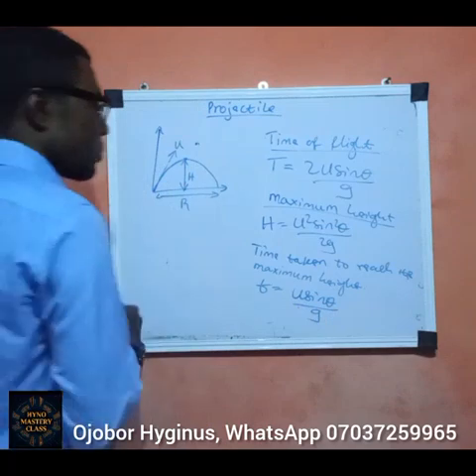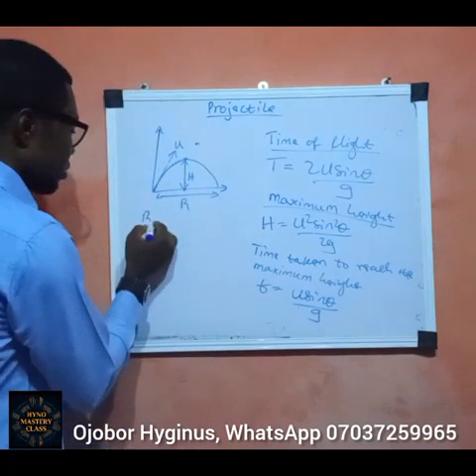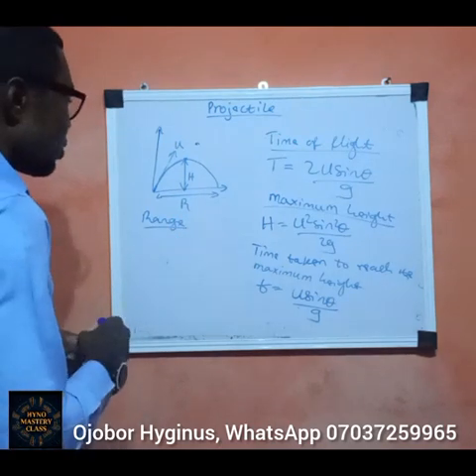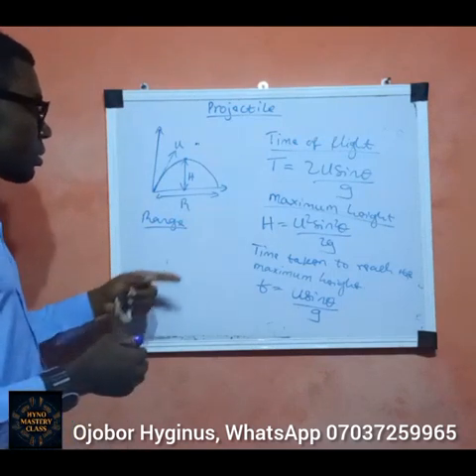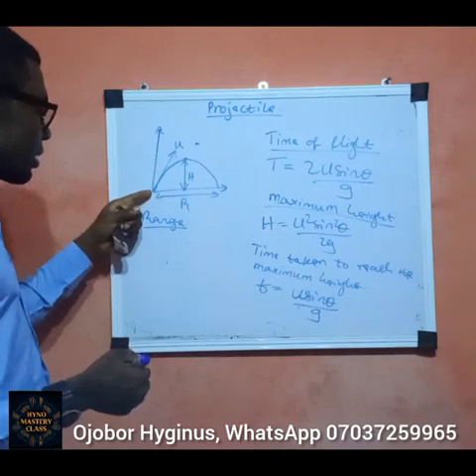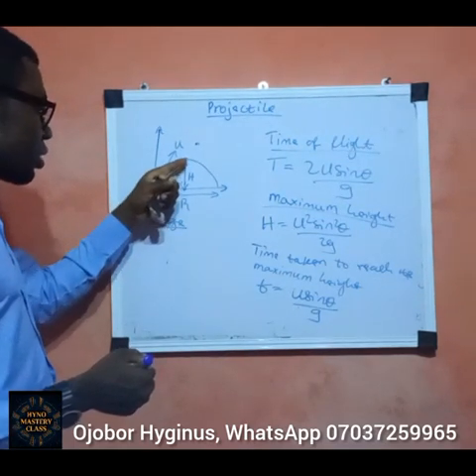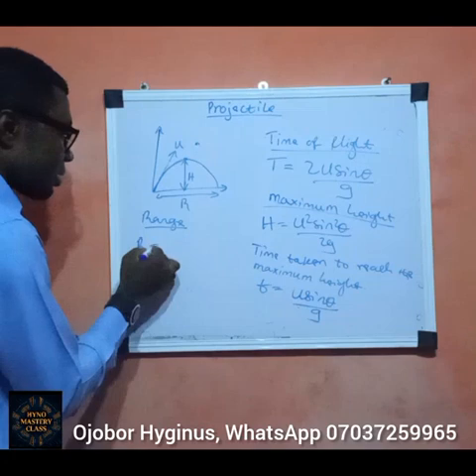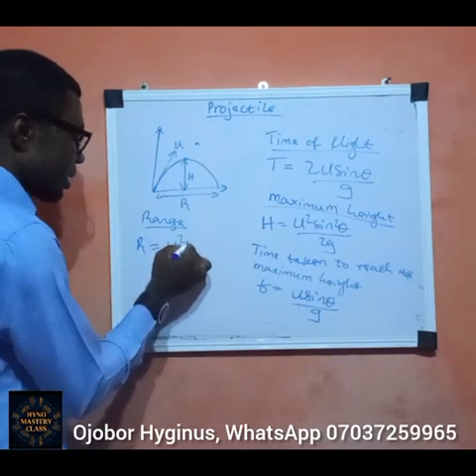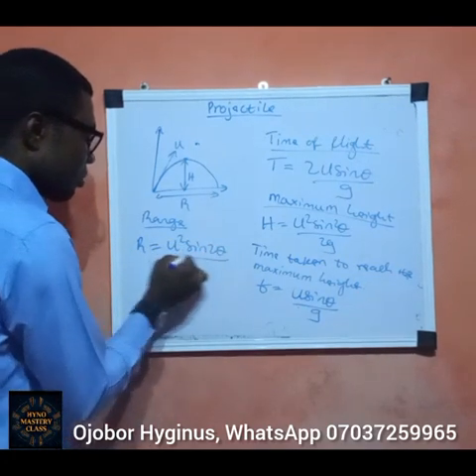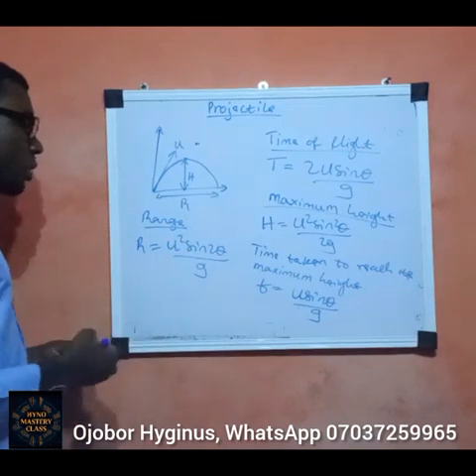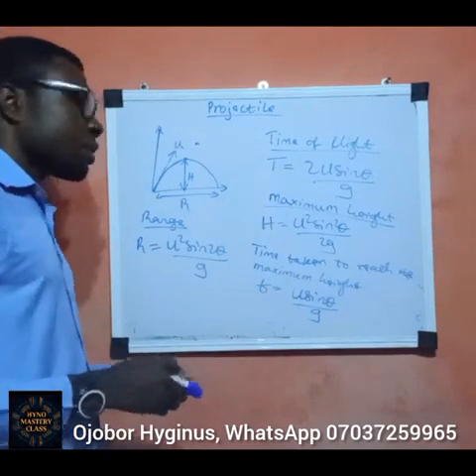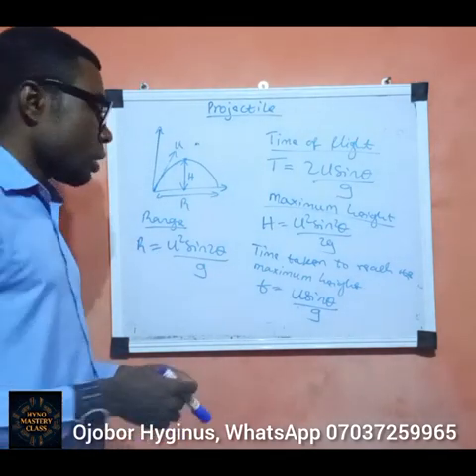And then the fourth one is what we refer to as the range. The range, I told you, is the horizontal distance from the point of projection to the point where the body gets to the same level of projection. And then mathematically, the range is represented with u squared sine 2 theta all over g. I will not bore you with the derivation of how these formulas come about. It is the application that we are going to do.